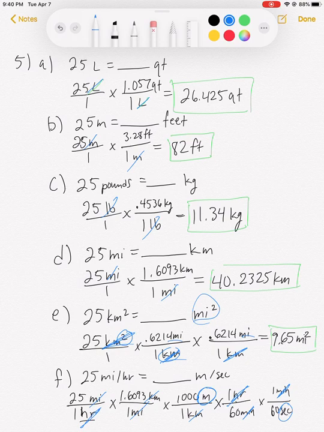So now what I need to do is multiply all the numerators and multiply all the denominators. When I do that, I multiply 25 times 1.6093 times 1,000, and divide that by 60 times 60, which is actually 3,600. And when I do that, I get 11.1 meters per second. Okay, so 11.1 meters per second.